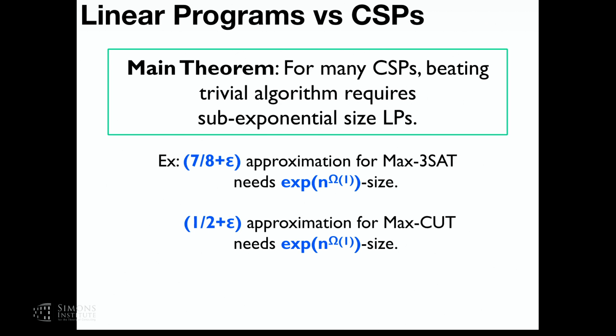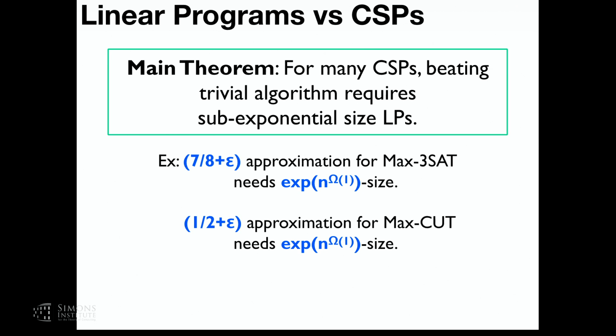So the main theorem is that for many CSPs that we all care about, if you want to beat the trivial algorithm where you don't even look at the instance, make a random guess, and check how well it does, to beat this trivial algorithm by an LP, you need sub-exponential size LPs. For example, for max 3-SAT, there's a trivial 7/8 approximation algorithm. Just take a random assignment, it satisfies a 7/8 fraction of the constraints. If you want to get slightly better, 7/8 plus 0.01, then you need a linear program whose size is exponential in n to some constant.